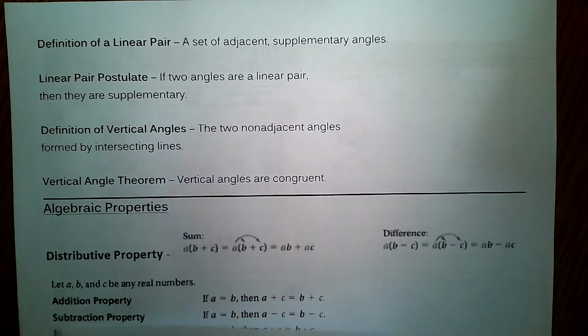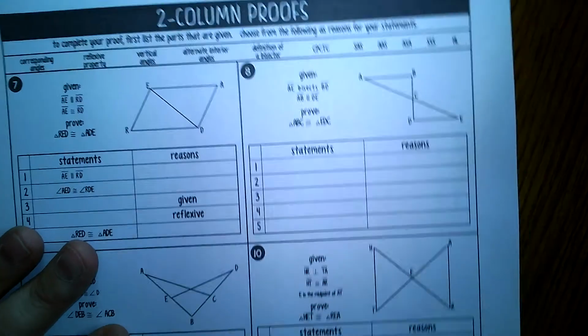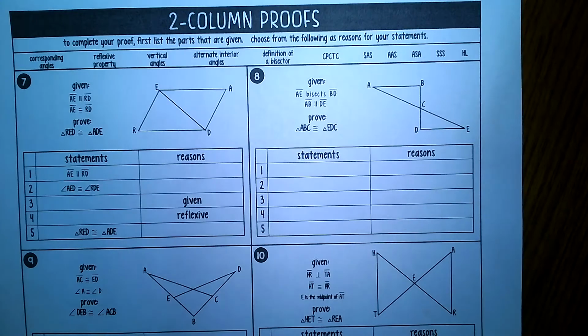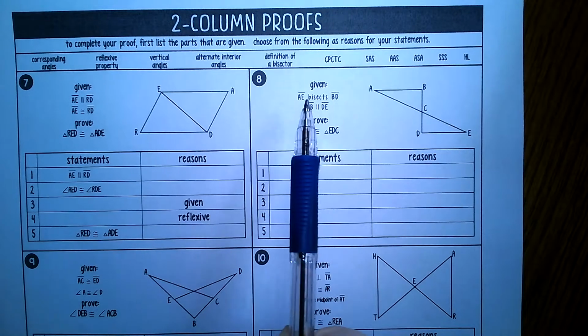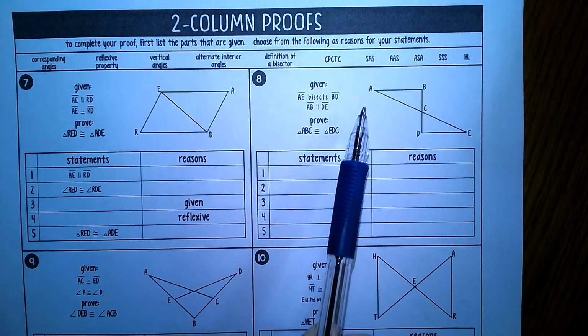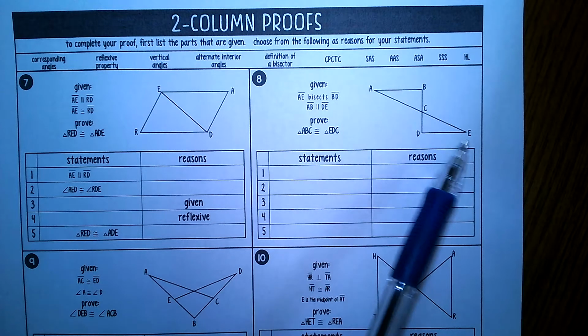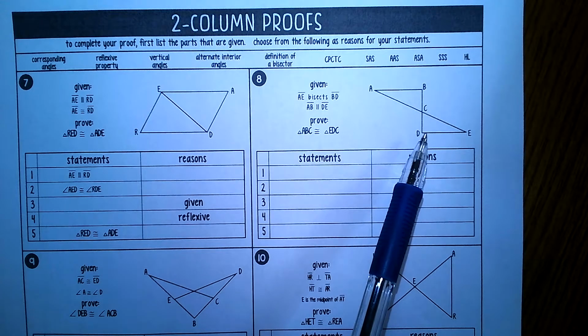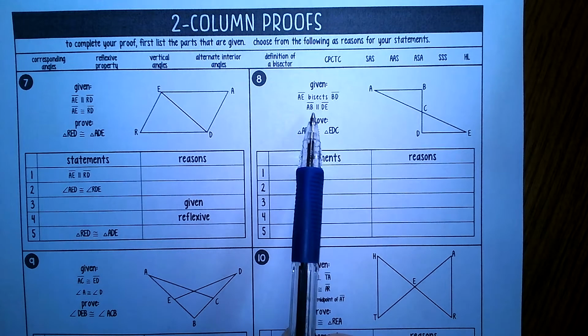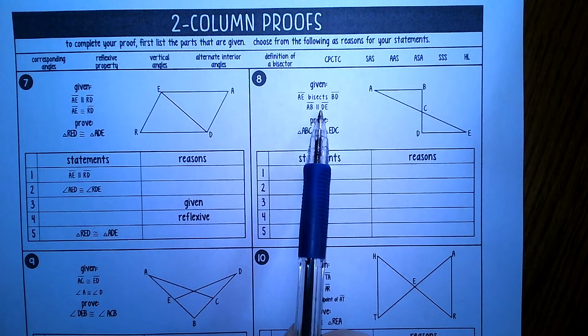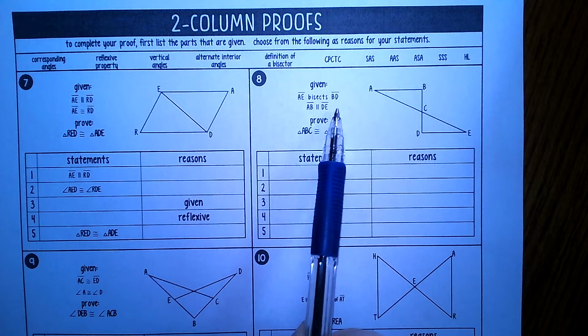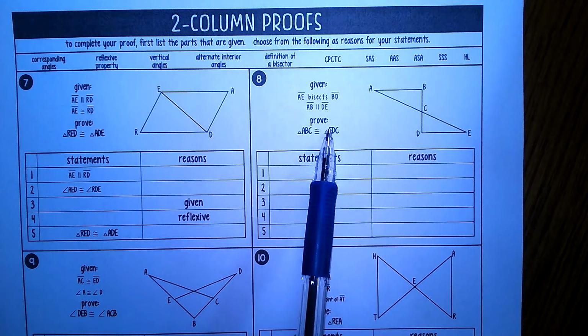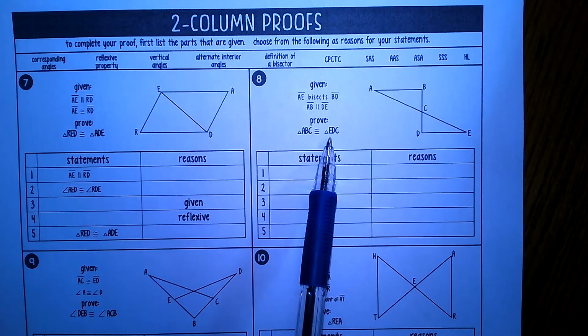So I'm going to give you a little peek at what you're going to be working towards. This is what a two-column proof might look like. A two-column proof gives you a task. It says, given segment AE bisects segment BD, also segment AB is parallel to segment DE, and with that much information, we should be able to prove that the two small triangles in this picture are congruent to one another.